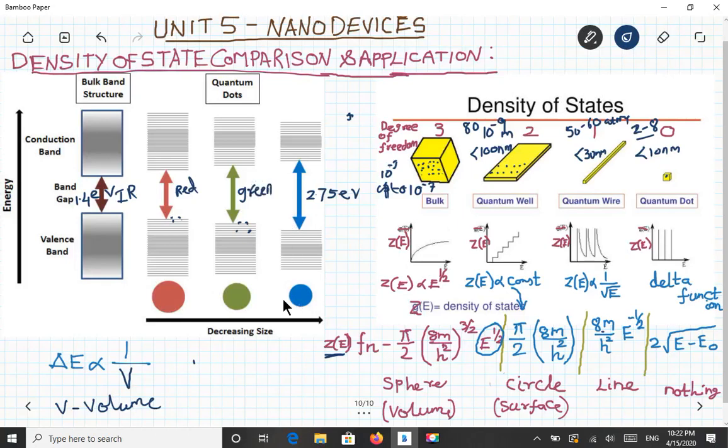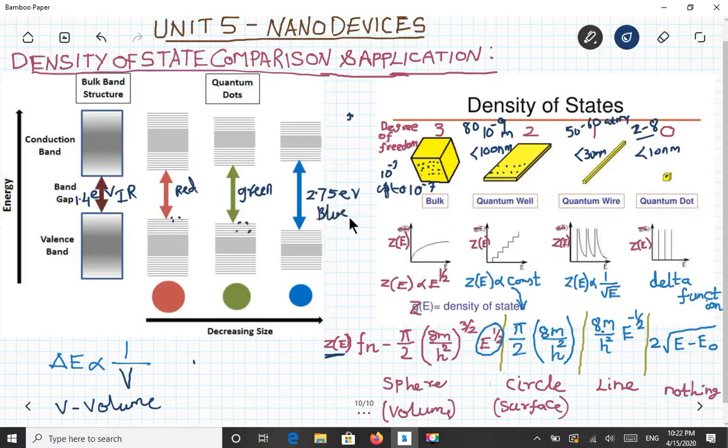If you reduce the size still further, they also showed this picture of how the dimension has been reduced so that the band gap has been increased. Reduced further, to only 2 to 8 nanometers, we will achieve a quantum dot of this much band gap, which can produce 2.75 electron volt, which is blue light. You can achieve a blue light.